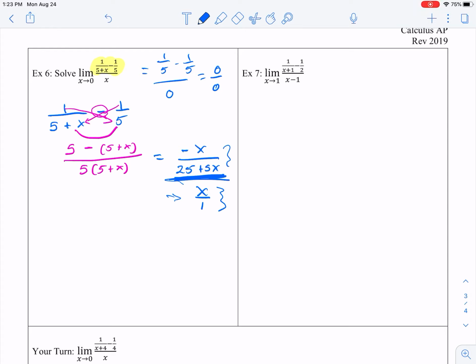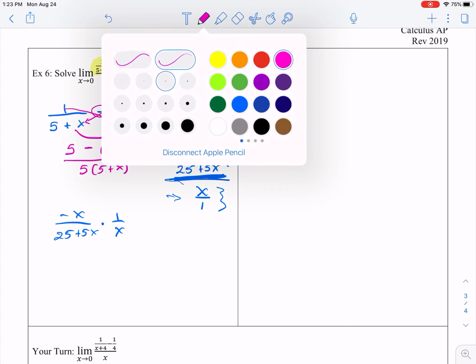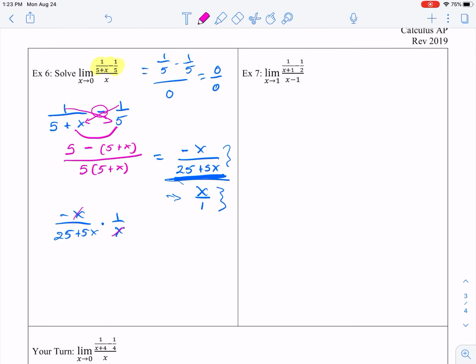Okay, so how do you clean that up? Negative x over 25 plus 5x times the reciprocal of the bottom, which is 1 over x. Now, my x's go away, and I have 1 over 25 plus 5x, and I'm going to take the limit of that as x approaches 0. When I plug that in, I end up with 1 over 25, and I've got an answer.